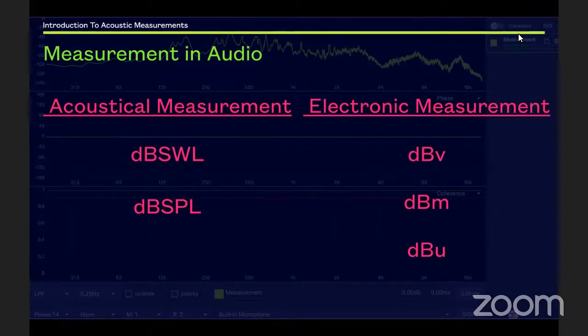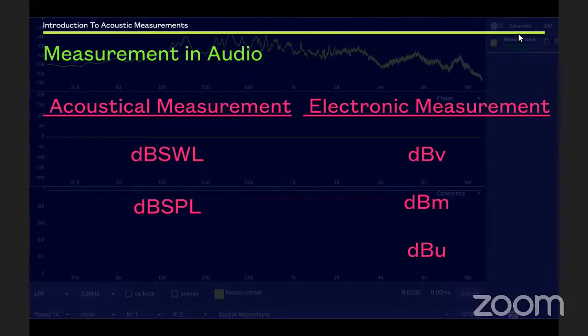Acoustical measurement says what we actually hear, but the electronic measurement says how much voltage or current is passing through. Exactly. So acoustical measurements are basically done in air. We are measuring sound pressure level, we are measuring power level. And in electronic measurements, you're measuring voltage, you're measuring electronic power. So it depends. Now, SWL and dBm, both of them measure power.